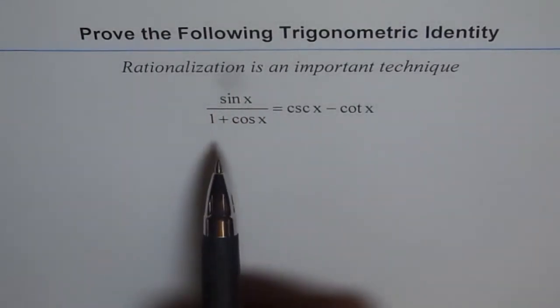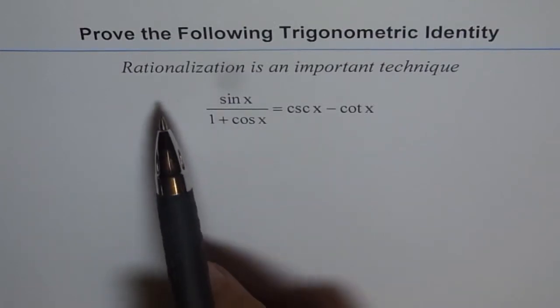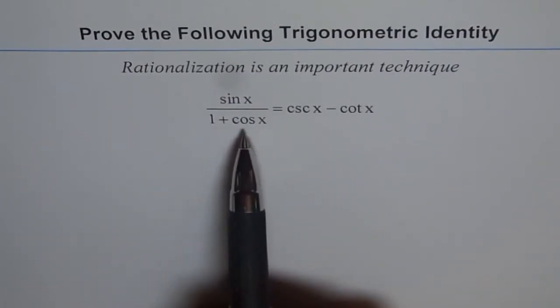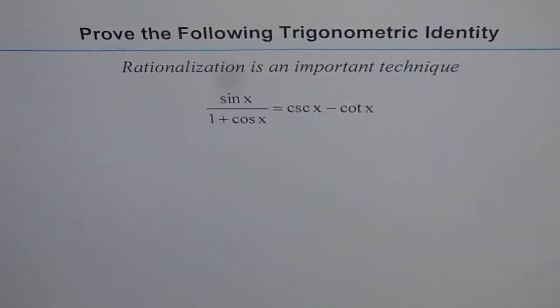Rationalization is multiplying and dividing by the conjugate. So here in the denominator is 1 plus cos x. If you multiply and divide by 1 minus cos x, then we can use the property of a plus b times a minus b as difference of squares, and then figure out what the real thing is. So rationalization is a technique which we are going to use in a couple of our examples and show you how it helps to prove identity, right?